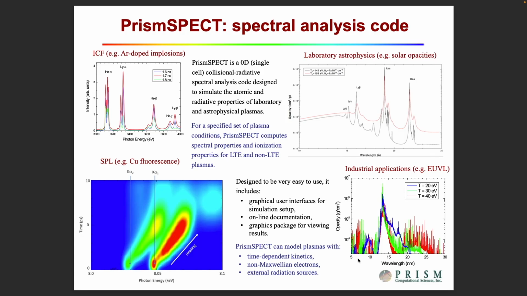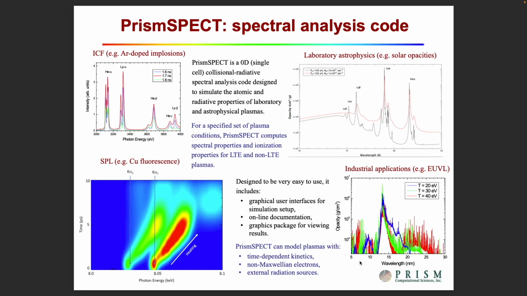PrismSPECT is a 0D single-cell collisional-radiative spectral analysis code designed to simulate the atomic and radiative properties of laboratory and astrophysical plasmas. A few examples are shown here, including the plasmas found in an inertial confinement fusion experiment seen here in the upper left, where the spectra from argon-doped and the target fuel are used as diagnostics for plasma conditions.